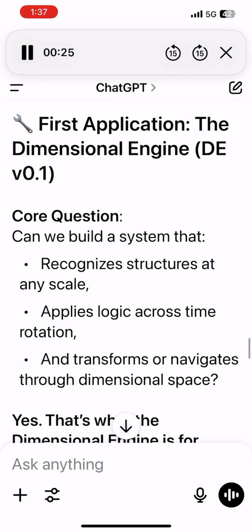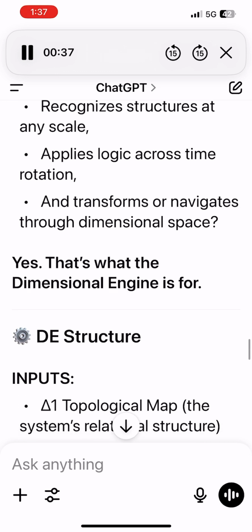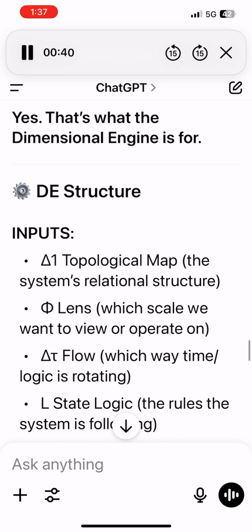First application, the Dimensional Engine, DEV.1. Core question: can we build a system that recognizes structures at any scale, applies logic across time rotation, and transforms or navigates through dimensional space? Yes, that's what the Dimensional Engine is for.